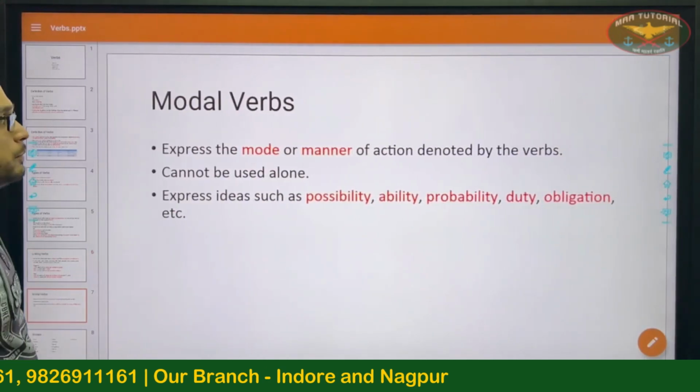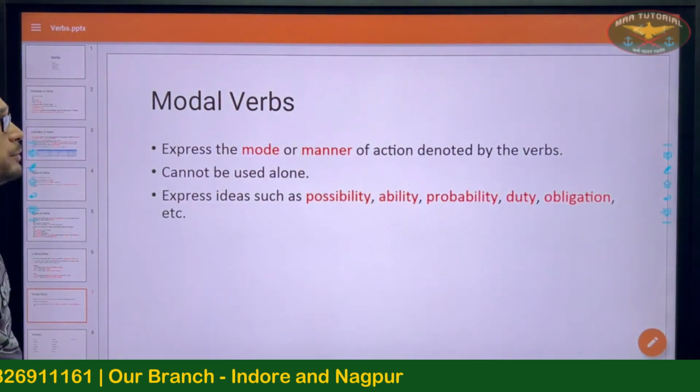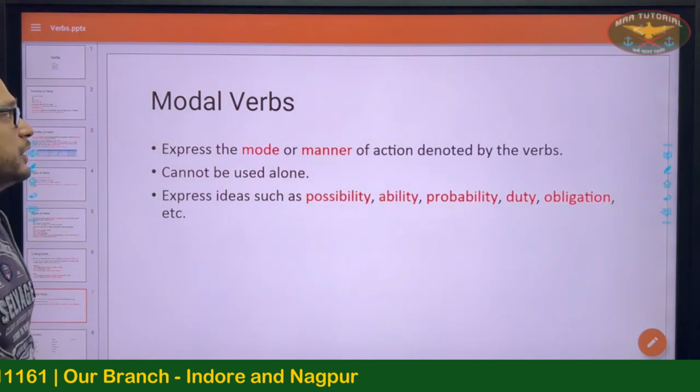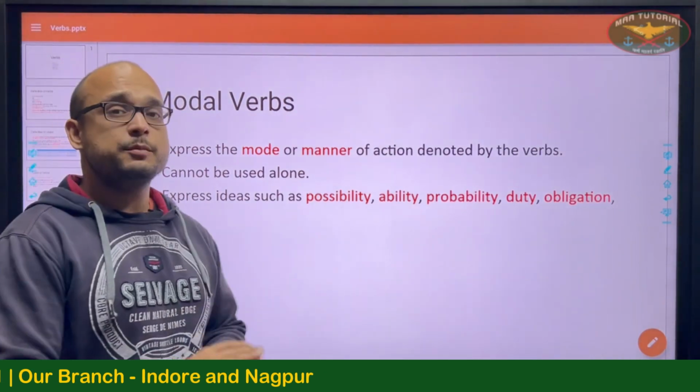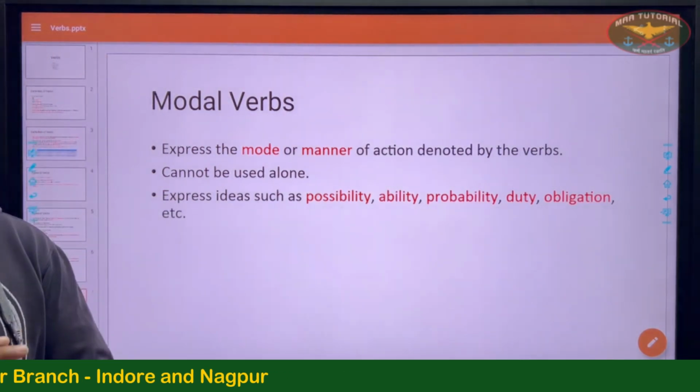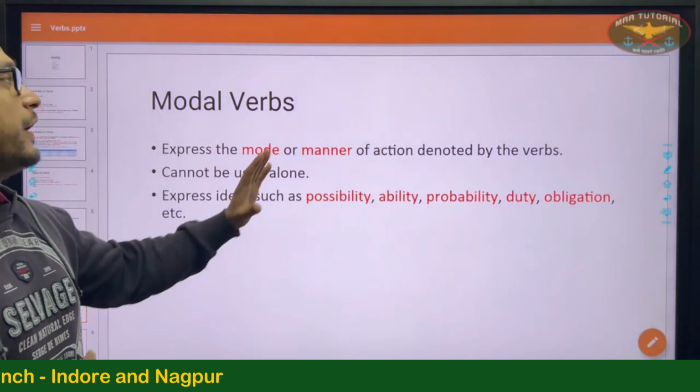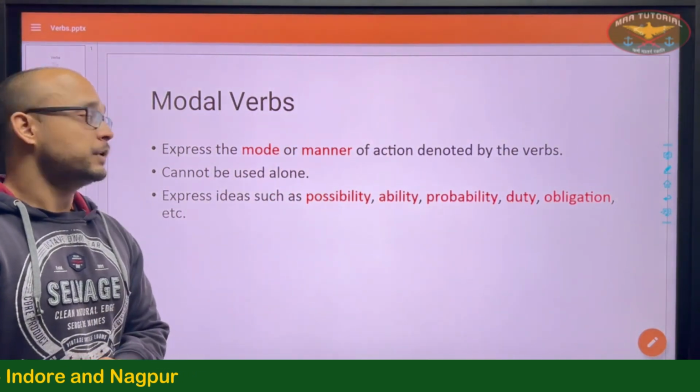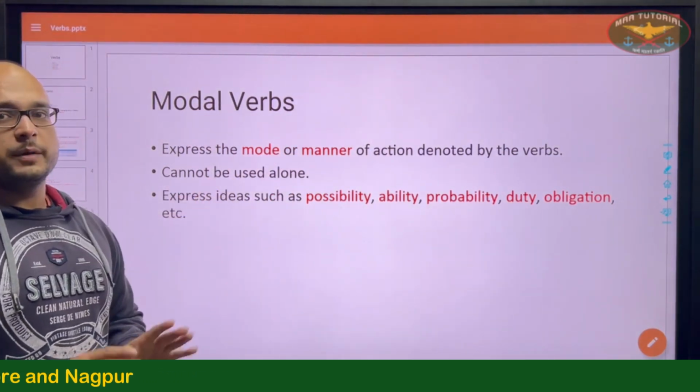Then we'll move on to modal verbs. Now, what do modal verbs do? They express the mood or manner. They express the mode or the manner of action denoted by the verbs. Modal verbs cannot be used alone.